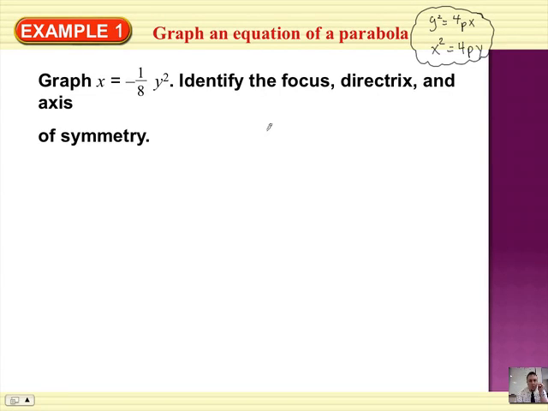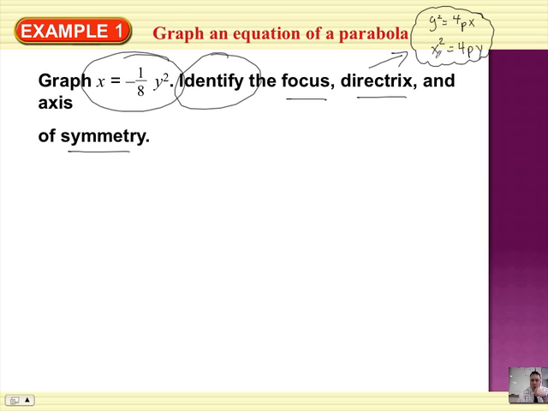Okay, I'm only going to do 2 examples for this section here. The first one, all we have to do is identify the focus, directrix, and axis of symmetry. To do that, you need to know your equations, which are here. Okay, so first off, you have to look at this and ask yourself, which one of these is it?